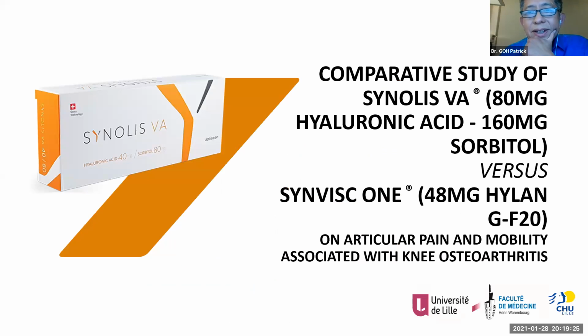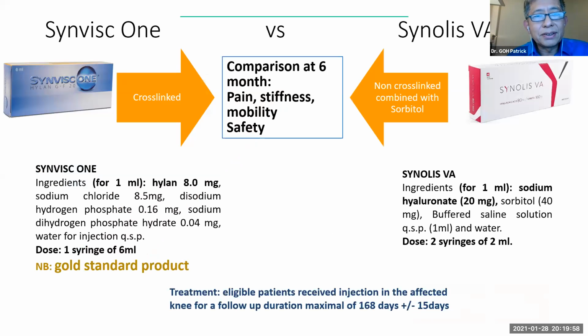So when you choose a hyaluronic acid, it's good if you have some data to back it up. There are so many out there, and a lot of pretty generic ones. I have permission of Aptissen to give a few slides on this. This is a study which looked at Synolis VA, which has hyaluronic acid and sorbitol, versus Synvisc-One, which many consider a gold standard because there are lots of efficacy studies using Hylan G-F 20, that's Synvisc-One. It was a study on articular pain and mobility associated with knee osteoarthritis.